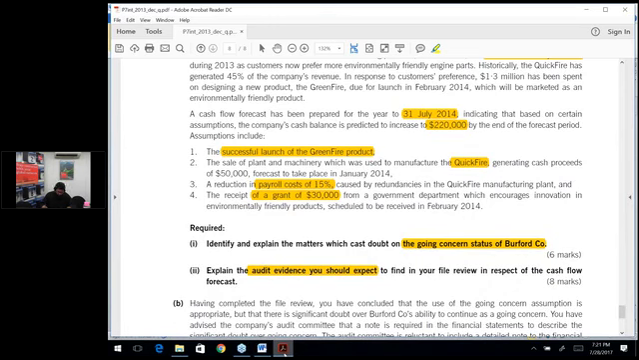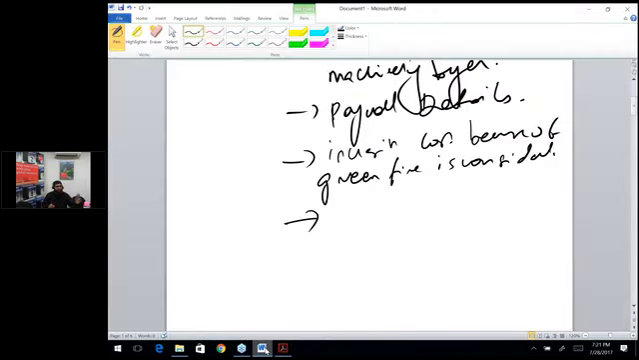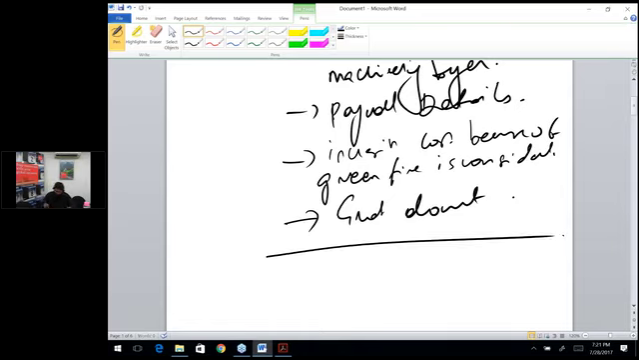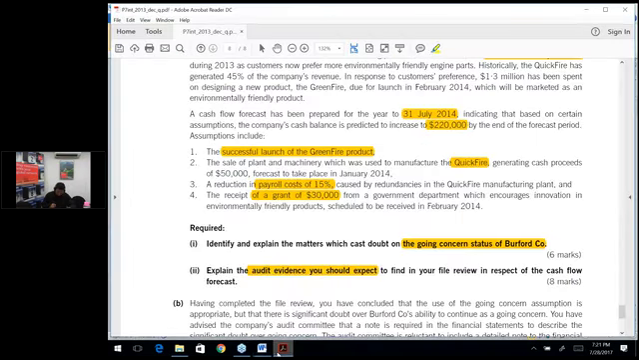Furthermore, it says the receipt of a grant of 30,000 from a government department which encourages innovation and environmentally friendly products, scheduled to be received in February. So the grant document is important. The grant document has to be there, which should show that the government has such a policy of committing such an amount. So these are the various things that we would expect to find generally.